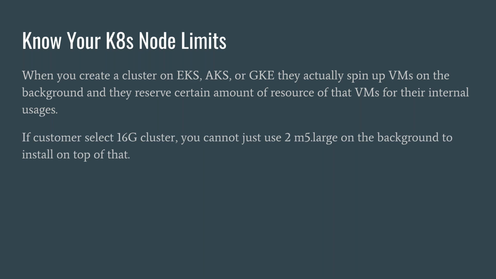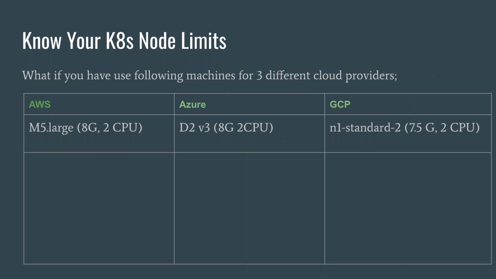But let's say you are about to create a cluster, I mean the in-memory cluster. Here, the customer selected a total of 16 gigabytes for the cluster. You cannot just use 2 M5 large instances in the background. M5 large has 8 gigabytes of RAM and 2 CPUs. So theoretically, 2 times 8 is equal to 16 gigabytes. That's it, but it may be wrong. Let me provide a concrete example on this.